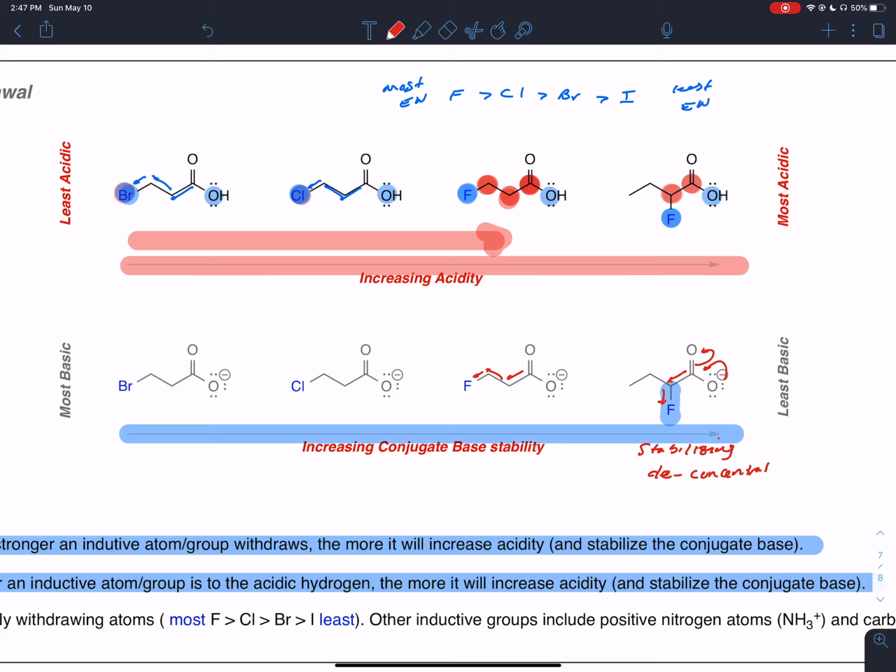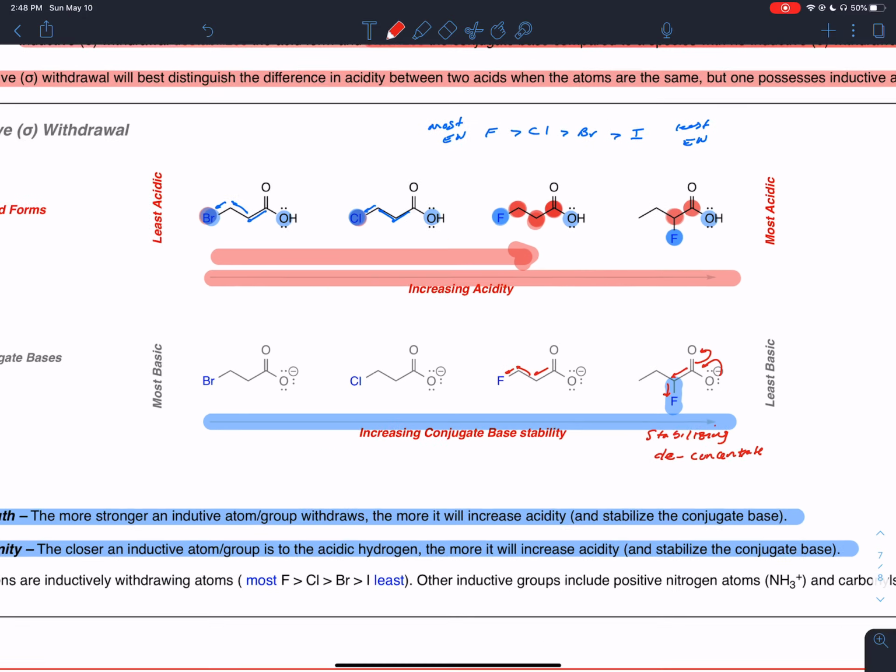deconcentrate the negative charge on the oxygen, okay? It's pulling it a little bit, making it less concentrated. Whereas in the far left example, you've got the bromine, which is less inductive. So it's just not stabilizing that conjugate base to the greatest extent, okay? And of course, chlorine is more inductive than bromine. Therefore, this ends up being a weaker base, a more stable base, because of the chlorine's inductive capacity to pull as opposed to the bromine, all right?